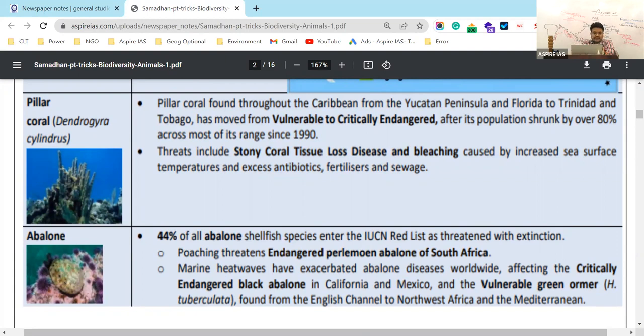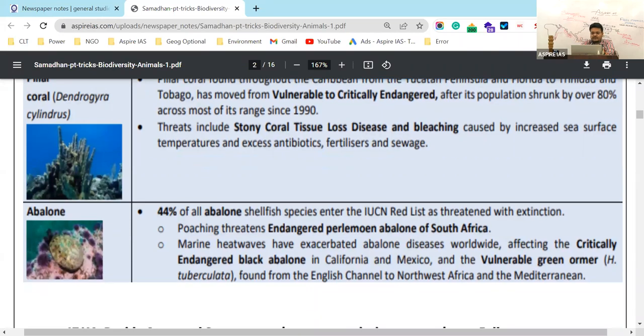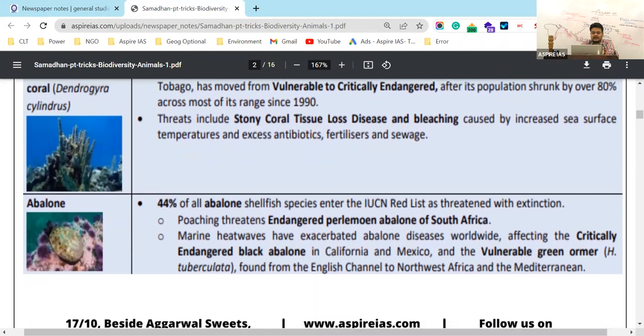Clear? Now second is pillar coral. Another important part is pillar coral. Yesterday we studied in the last lecture regarding the yellow band disease. Pillar coral, found throughout the Caribbean from the Yucatan Peninsula to Florida, Trinidad and Tobago, has moved from vulnerable to critically endangered. So we have to remember this too: pillar coral has been converted from vulnerable to critically endangered.